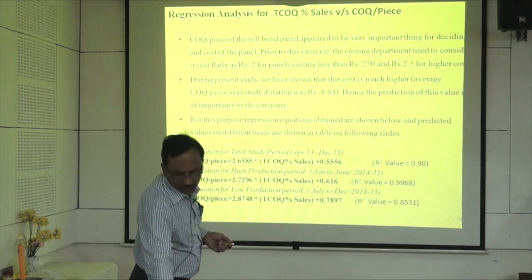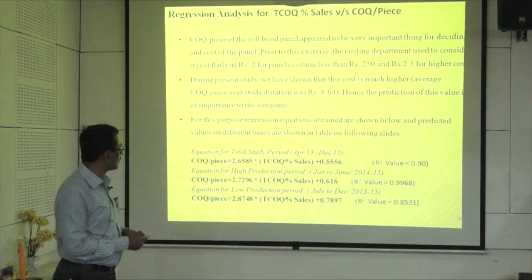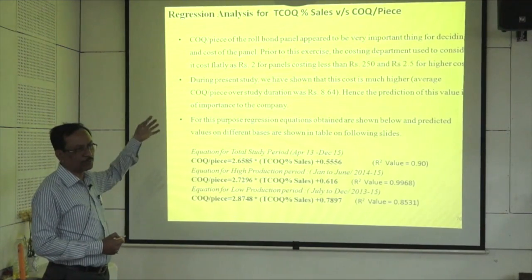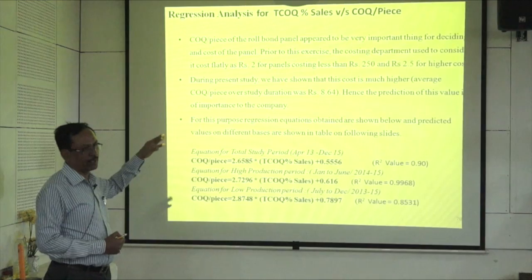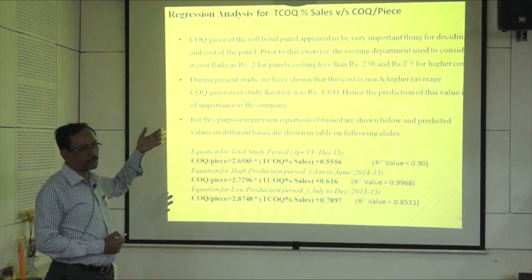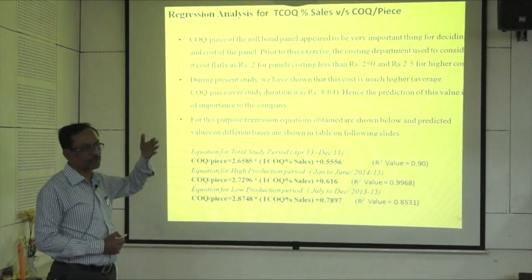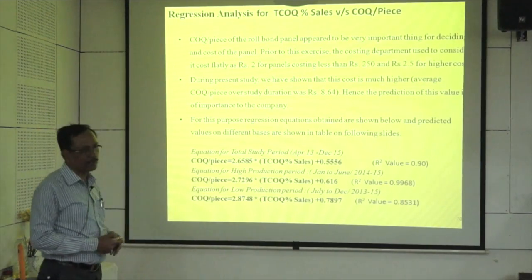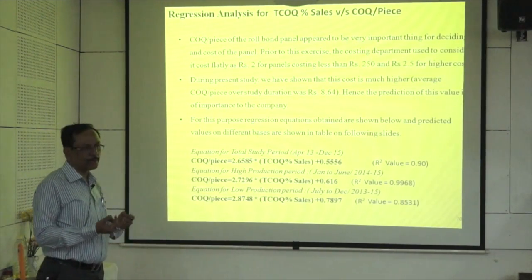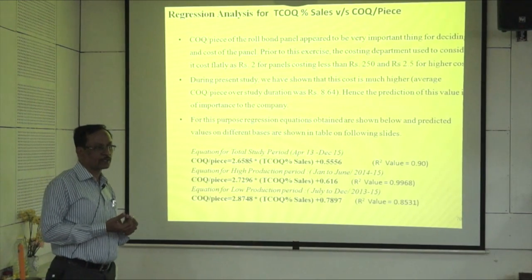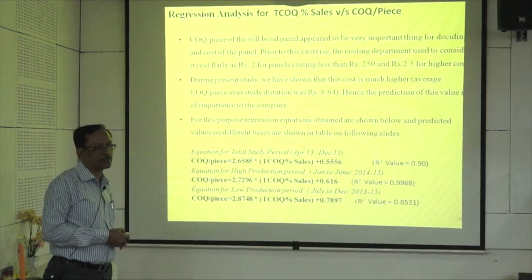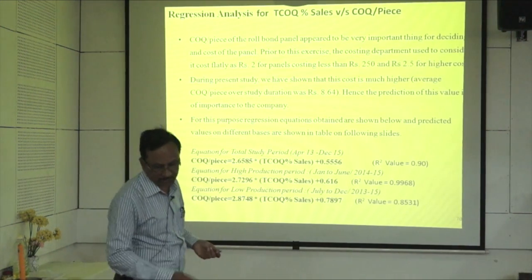But here you will find that R-square values are much better, because that is just another form of representing similar data. Actually, total cost of quality as a percentage of sales and cost of quality per piece, they are nearly same. Okay, but still, what is the logic? If I am having a rejection data, I can predict the total cost of quality. From total cost of quality, I can predict the cost of quality per piece. So that is what.